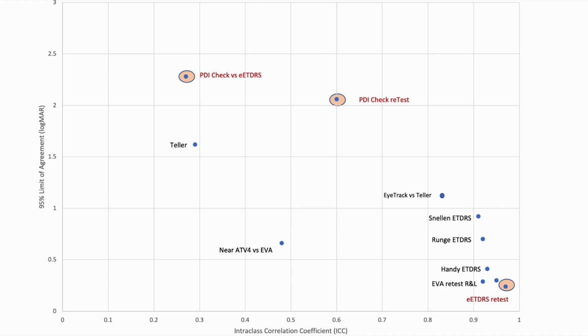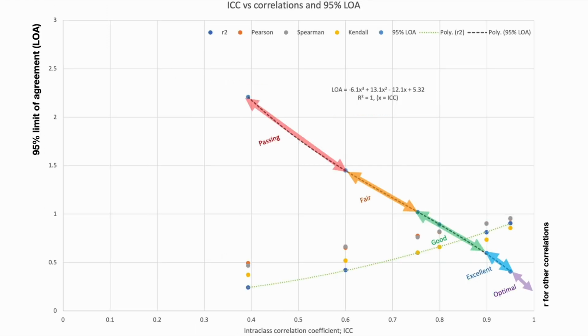This compares limit of agreement with interclass correlation coefficient, comparing different examples, including the 3 from our research with 2 test-retests and a comparison between the two that we would expect to be not very well compared due to suppression with treated amblyopes. This allows us to show interclass correlation coefficient and limit of agreement compared with optimal, excellent, good, fair, and passing levels of comparison for visual acuity testing.